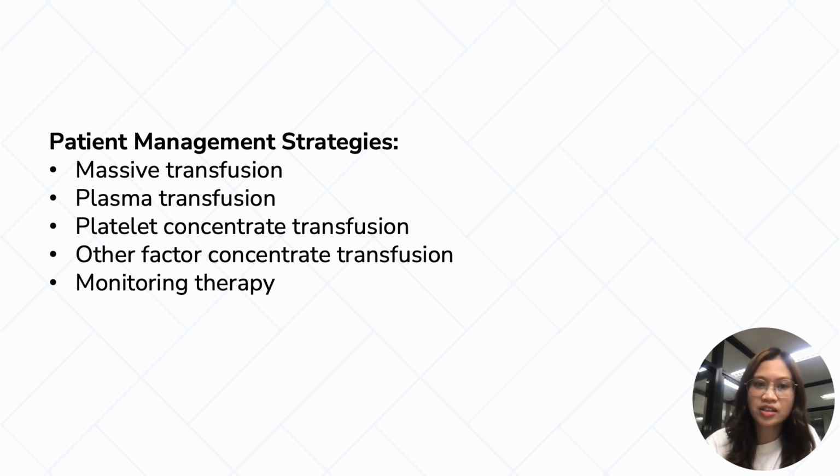Next is platelet concentrate. Platelet concentrate transfusion is done to correct thrombocytopenia, but is ineffective when the patient has immune thrombocytopenia, thrombotic thrombocytopenic purpura, or heparin-induced thrombocytopenia. Other factor concentrates may also be administered to the patient depending on which coagulation factor the patient lacks. Concentrates are administered to reduce the risk of transfusion-associated circulatory overload or TACO and transfusion-associated lung injury or TRALI.